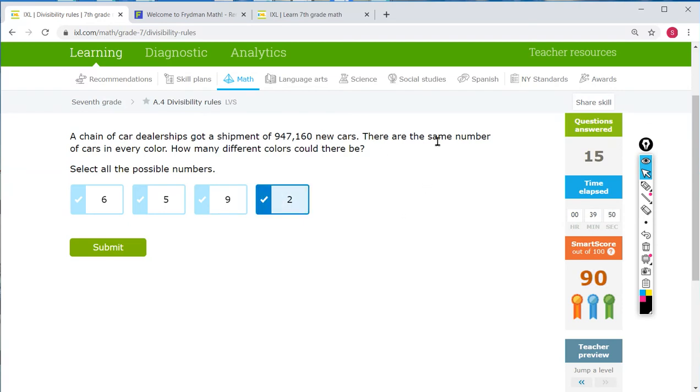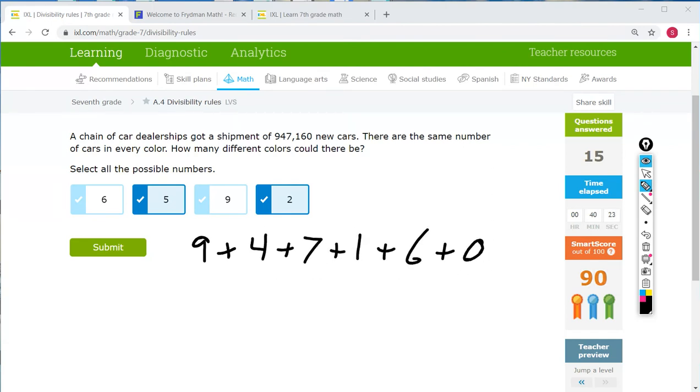Okay, another easy number to check is 5. Remember, for a number to be divisible by 5, it just has to end in 0 or 5. And this number does end in 0, and therefore it is divisible by 5 as well. Is it divisible by 9? Let's see. To check that, we need to add up all of the digits. So we have 9 plus 4 plus 7 plus 1 plus 6 plus 0.